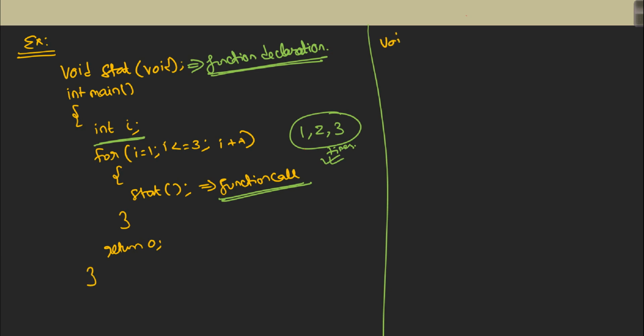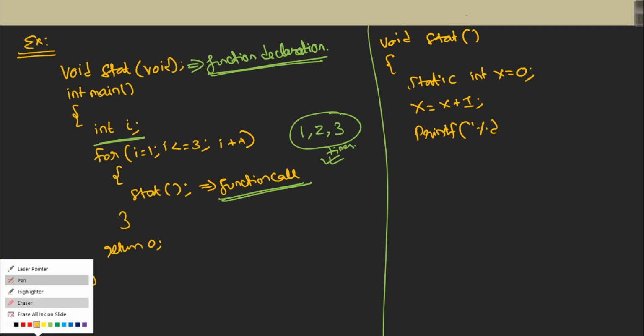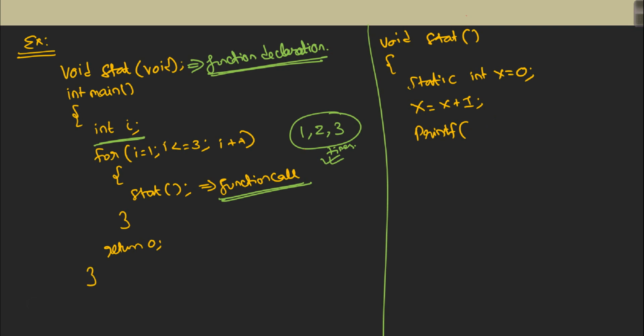Okay, so void stat(void), inside that you are giving static int x equal to 0. You are telling static int x equal to 0, and then you are telling x is equal to x plus 1. Okay, printf, percentage d, let's say printf("x equal to %d\n", x). Let us close this, right?